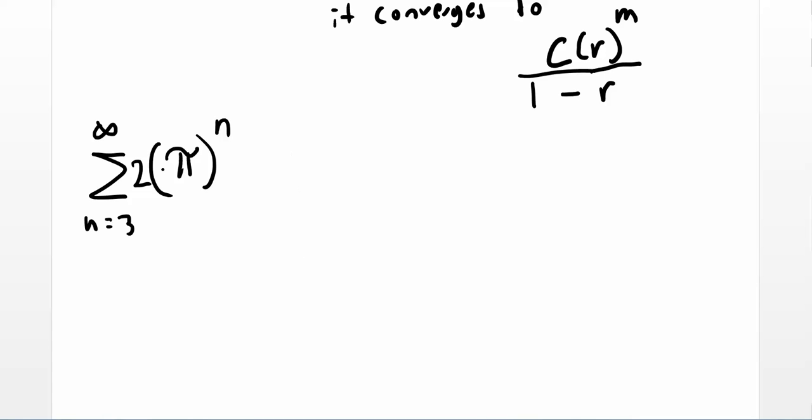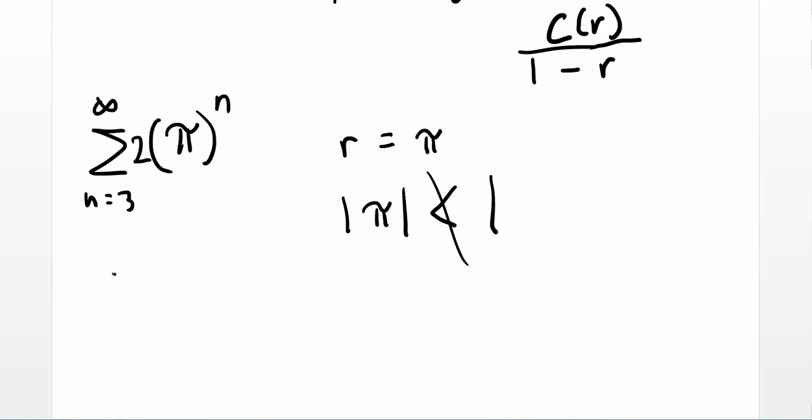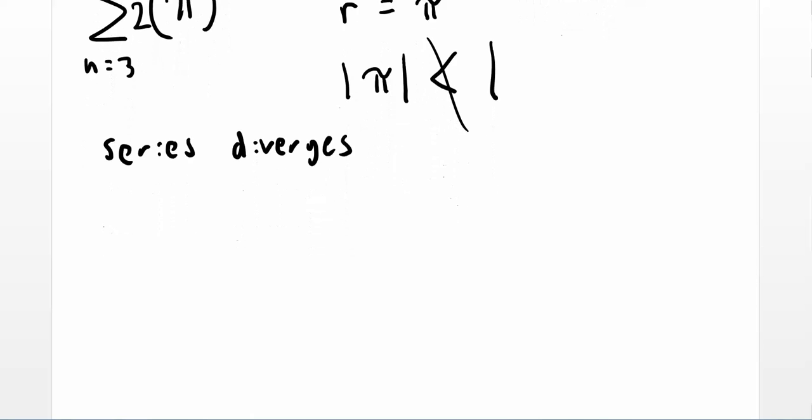Okay, so we have a number being raised to the n. Our r value is pi. The absolute value of pi is not less than 1, so the series diverges. Let's look at another example.